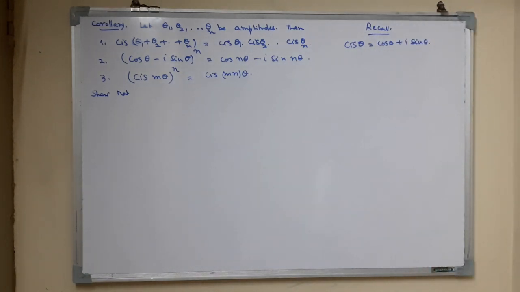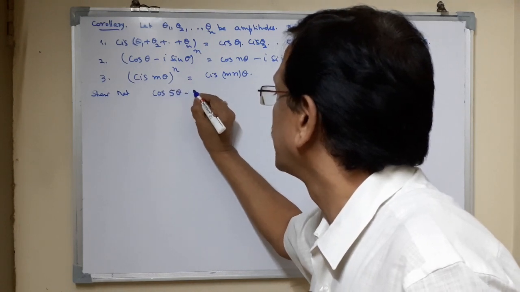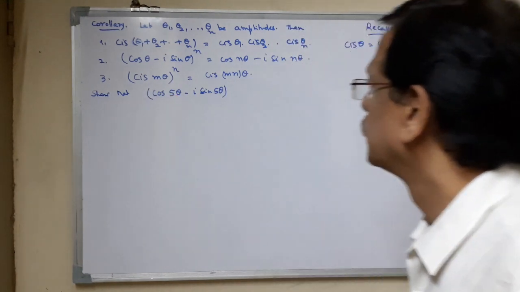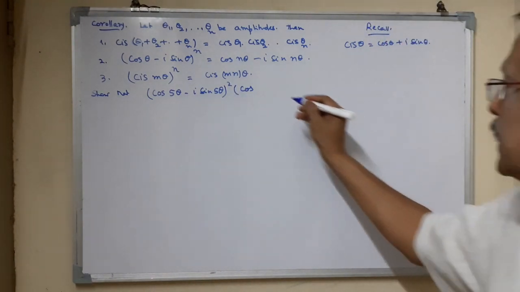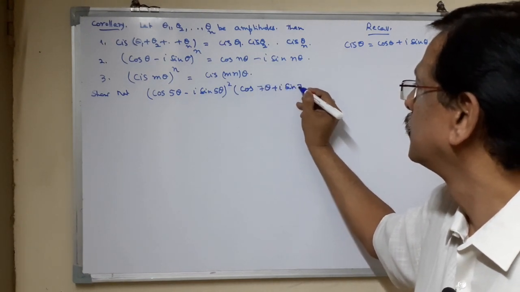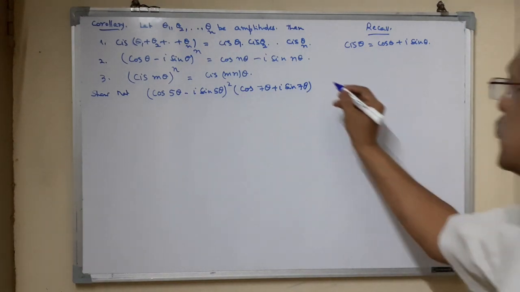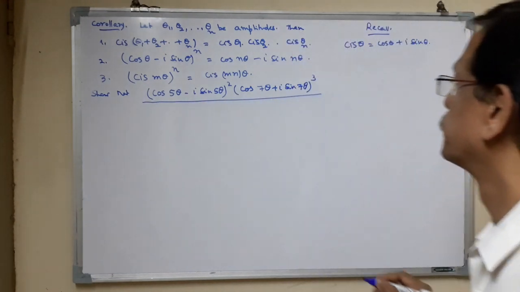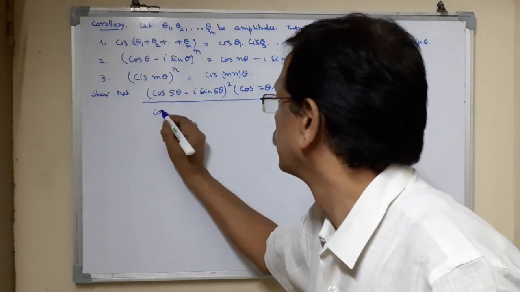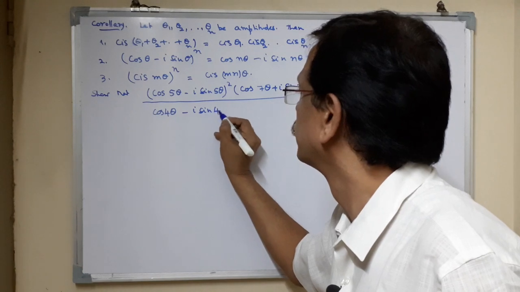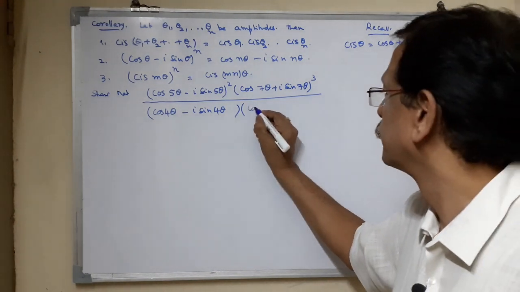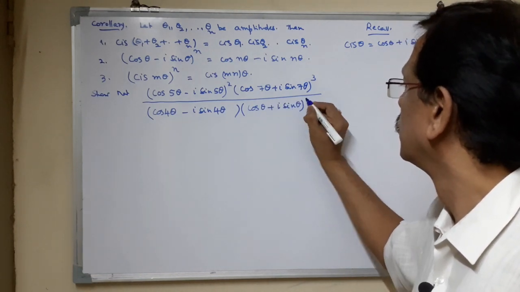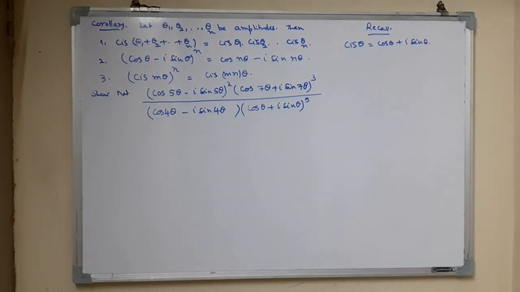Show that (cos 5θ − i sin 5θ)² (cos 7θ + i sin 7θ)³ divided by (cos 4θ − i sin 4θ)(cos θ + i sin θ)⁵ is equal to 1. We have to show this is equal to 1.